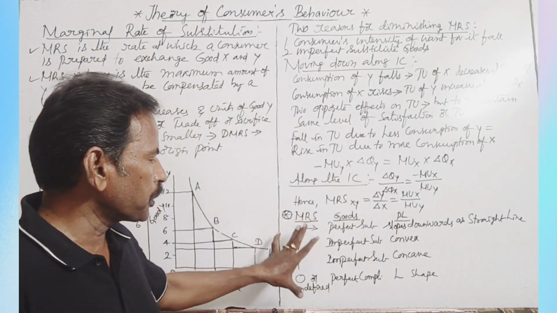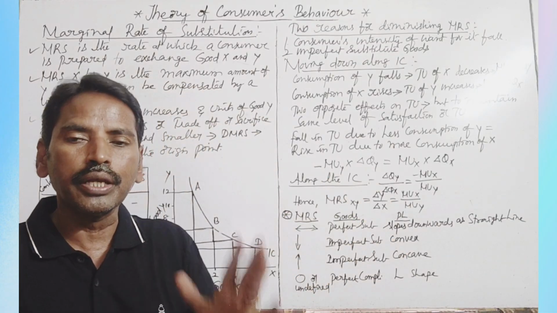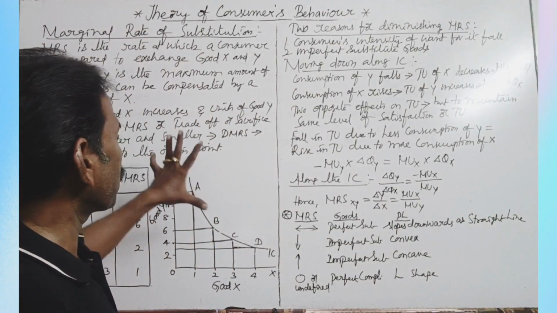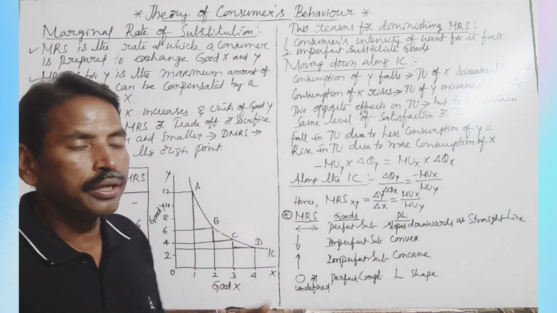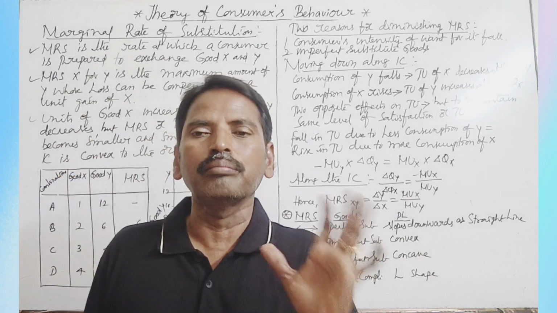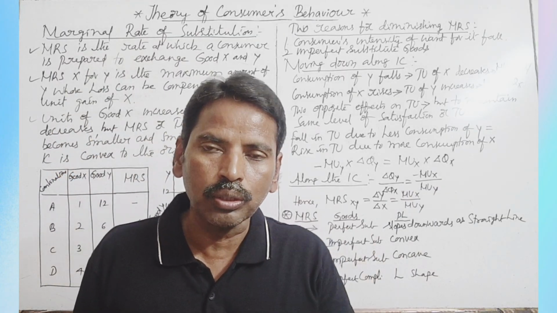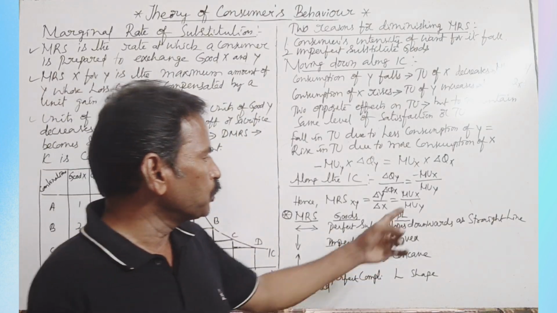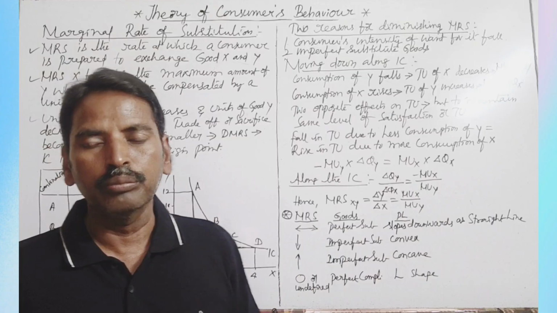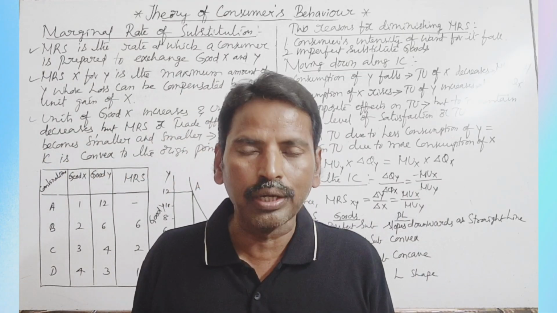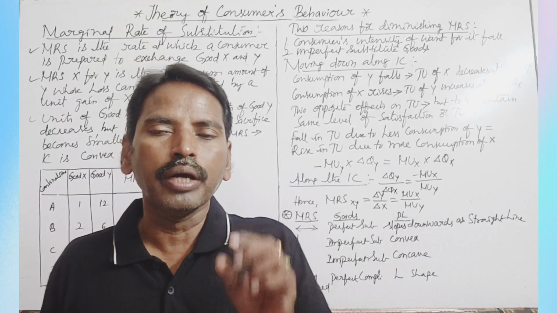So these are the very important points regarding marginal rate of substitution. The slope of the indifference curve is equal to MRS. That MRS is equal to delta Y by delta X, which is equal to MUX by MUY. This is the information regarding the details of marginal rate of substitution.